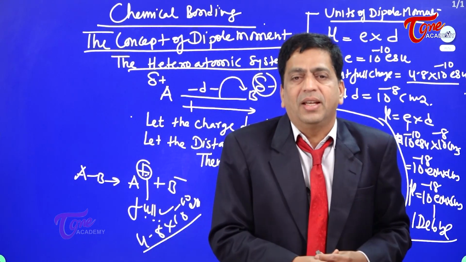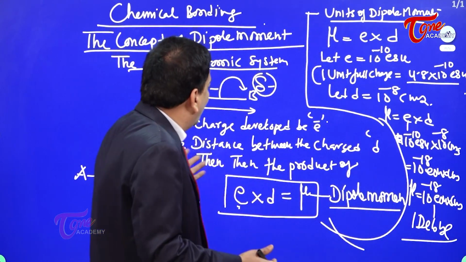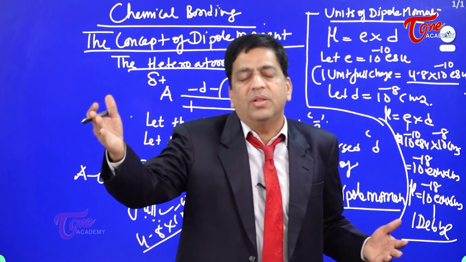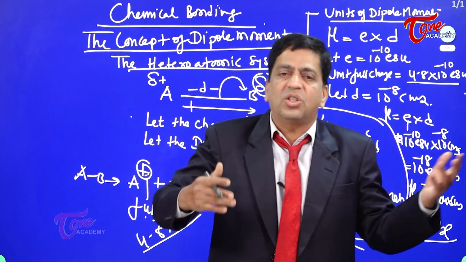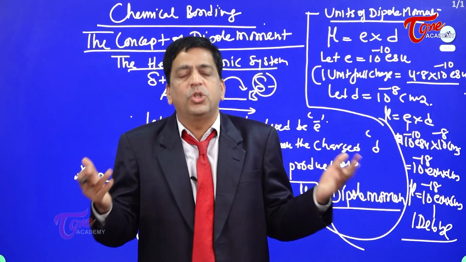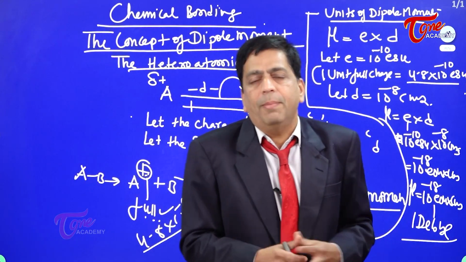So when I measure, you can actually see E into D is called mu, where E is the charge that is developed on the poles, and D is the distance between the poles. And the product of E into D is called mu. Mu is called the dipole moment.